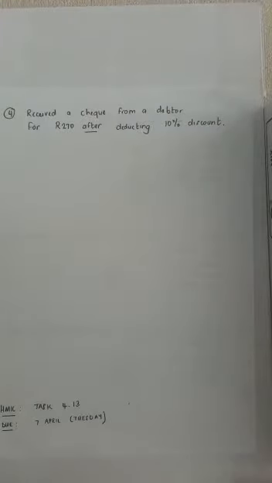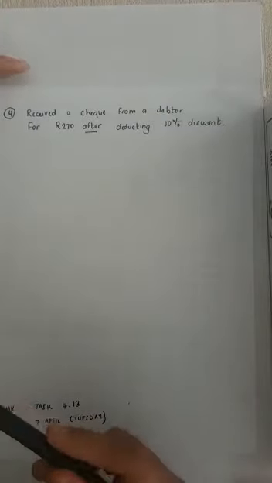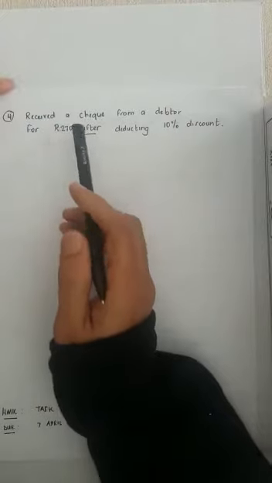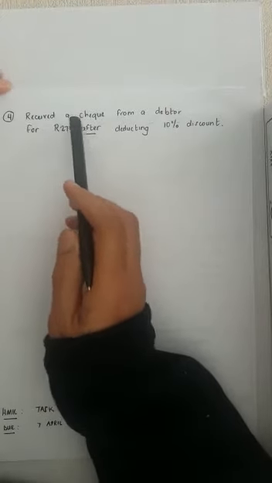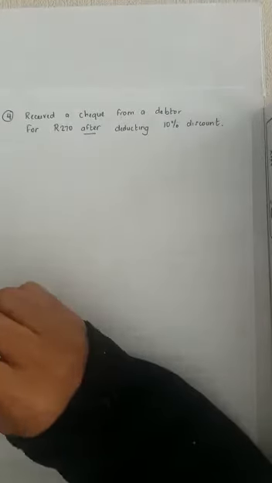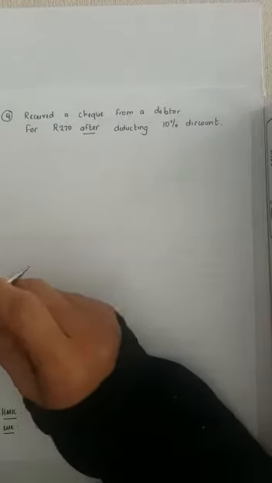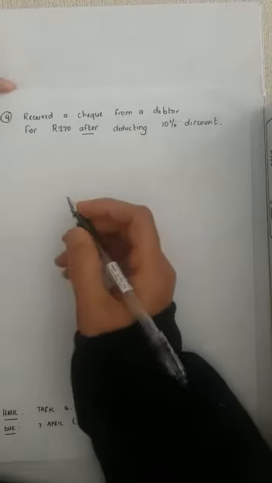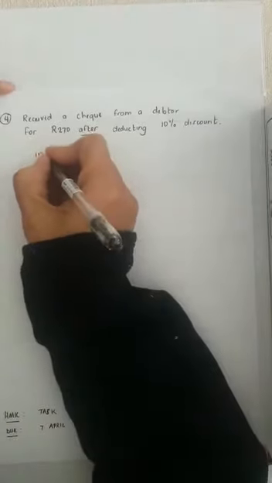Okay, we have one more transaction left to do, and this one is the one where you need to spend a little bit more time on. Received a check from a debtor for 270 Rand after deducting a 10% discount. So we're looking for our three things.